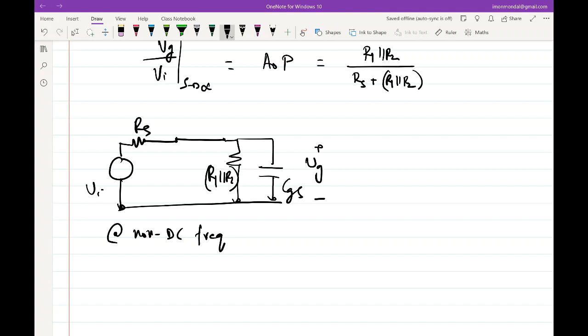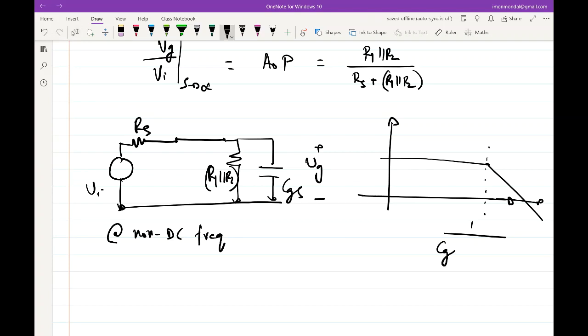Then what will Vg over Vi be? What should the Vg over Vi plot look like? It should look like a low pass, something like this. What should be the cutoff frequency, or 3 dB frequency, of this? 1 over time constant. What is the time constant? RS parallel R1 parallel R2, right? And what will be the DC gain, or the gain of the flat portion?